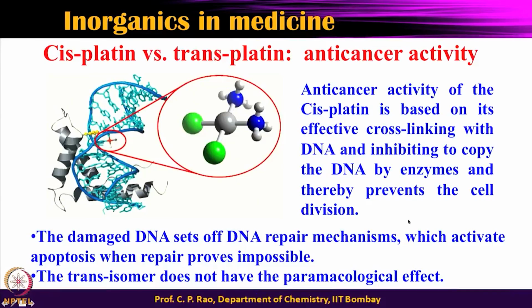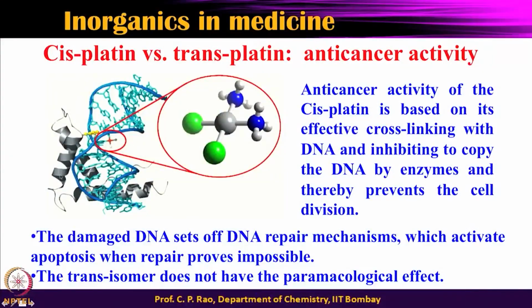But it is not that it cannot bind like this; it can bind as inter DNA cross strands, but the inter DNA cross strands can be repaired very easily by the repair enzymes, whereas the intra cross strand, which is formed by the cisplatin, cannot be easily repaired. The main reason is this one: in the trans-platin case, the repair enzymes are functional. Therefore, trans-platin is not effective, cis-platin is effective.